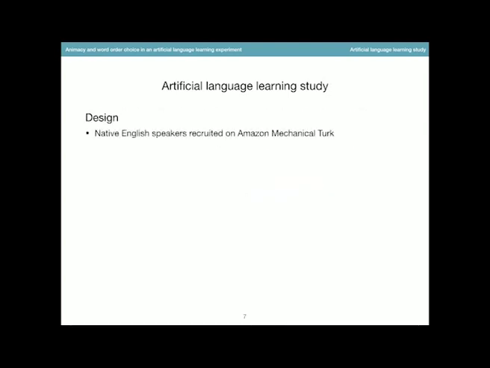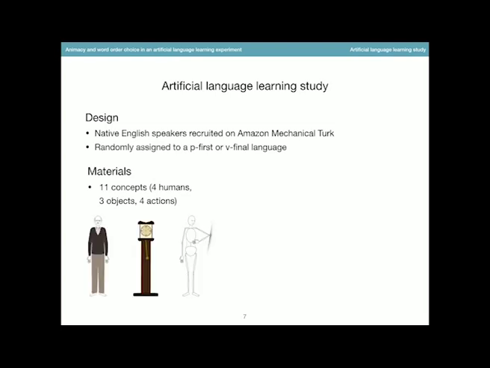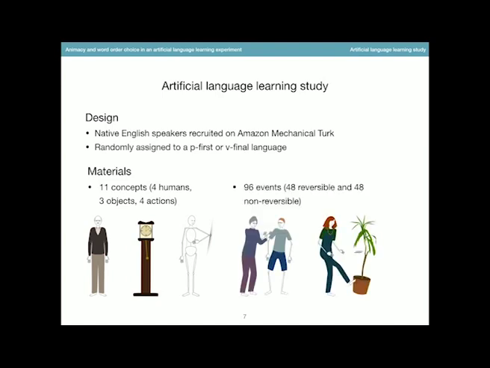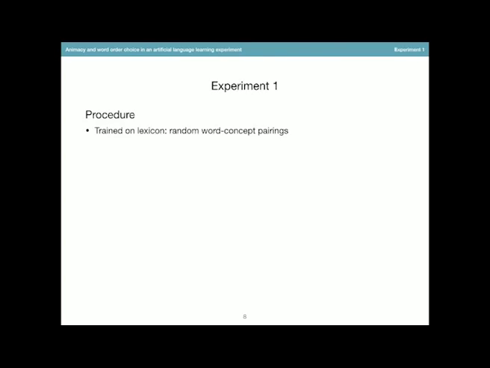So we recruited participants using Amazon's Mechanical Turk, and we randomly assigned them to either a P first or a V final language. The language described a living concept, so here we have an example of a human, an object, and a kind of abstract representation of an action. And these are 2 examples of the events, so a reversible event on the left and a non-reversible event on the right. So we first trained participants on a lexicon.